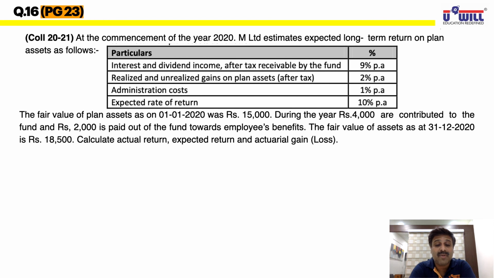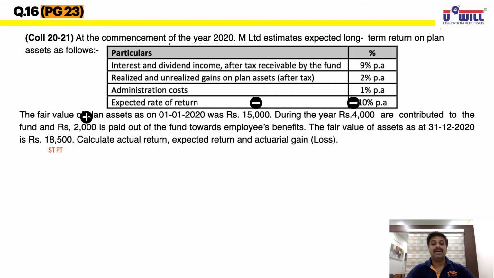Just see the last information, expected rate of return. Do you find 10%? So that expected return on the fair value of plan assets at the beginning of the year and net amount, contribution minus benefit, you'll count at the rate of 10%. The fair value of plan assets on 1/1/20 was 15,000. Beginning of the year we will minus. During the year 4,000 are contributed to the fund, we will minus, and 2,000 is paid out of the fund towards the employees' benefits, we will plus. The fair value of assets at 31/12/20 closing value will be our starting point.